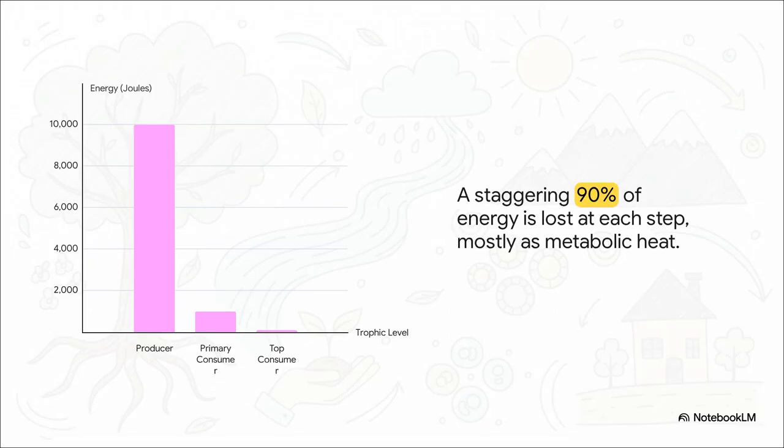And this chart shows it perfectly. Let's say the producers at the bottom have 10,000 joules of energy. The grasshopper that eats the grass only gets about 1,000 of those. Then the snake that eats the grasshopper, it only gets 100. A whopping 90% of the energy is lost at every single step, mostly as body heat. So here's the big takeaway. The higher up the food chain you go, the less energy is available.